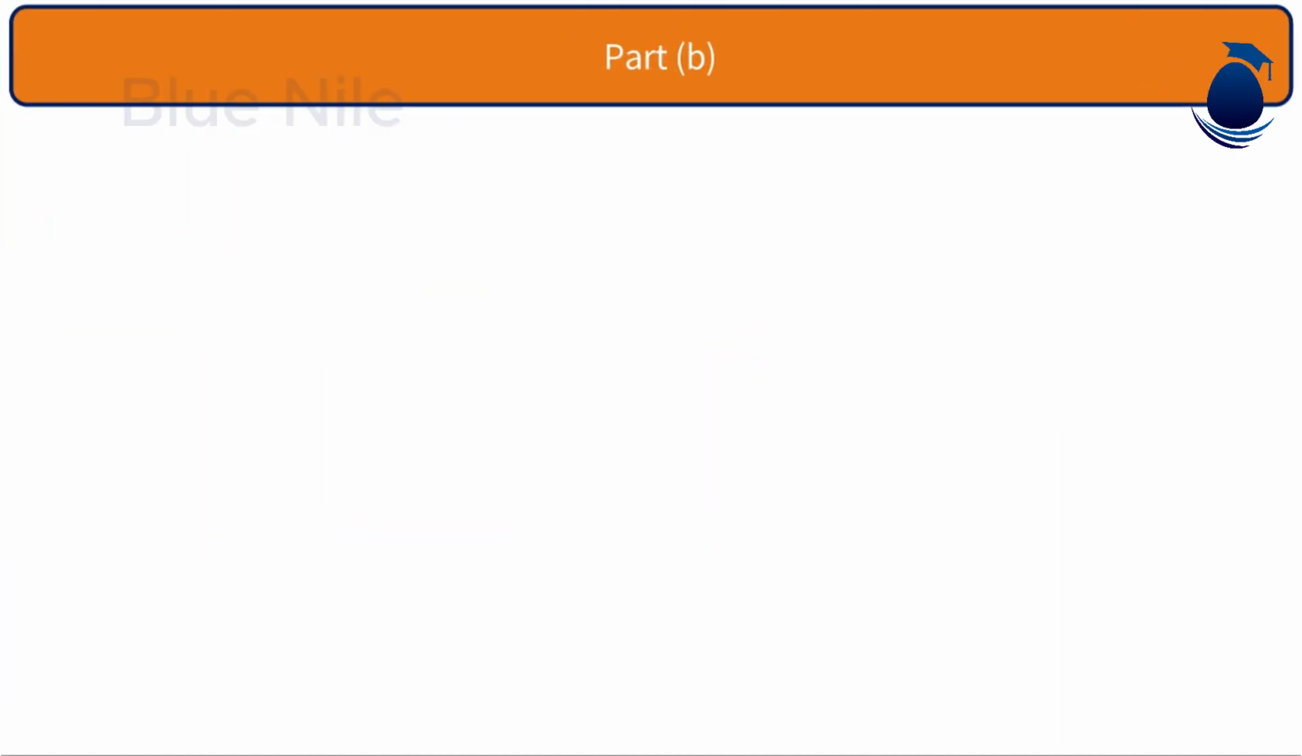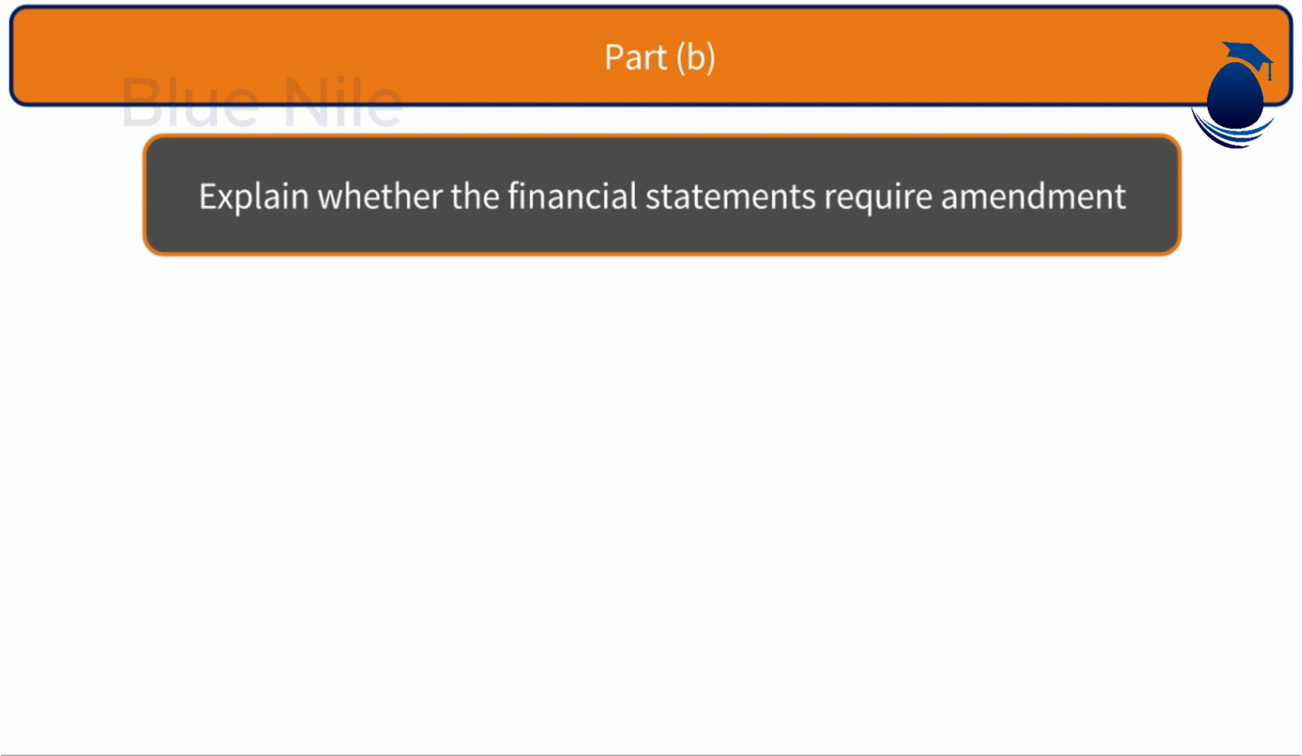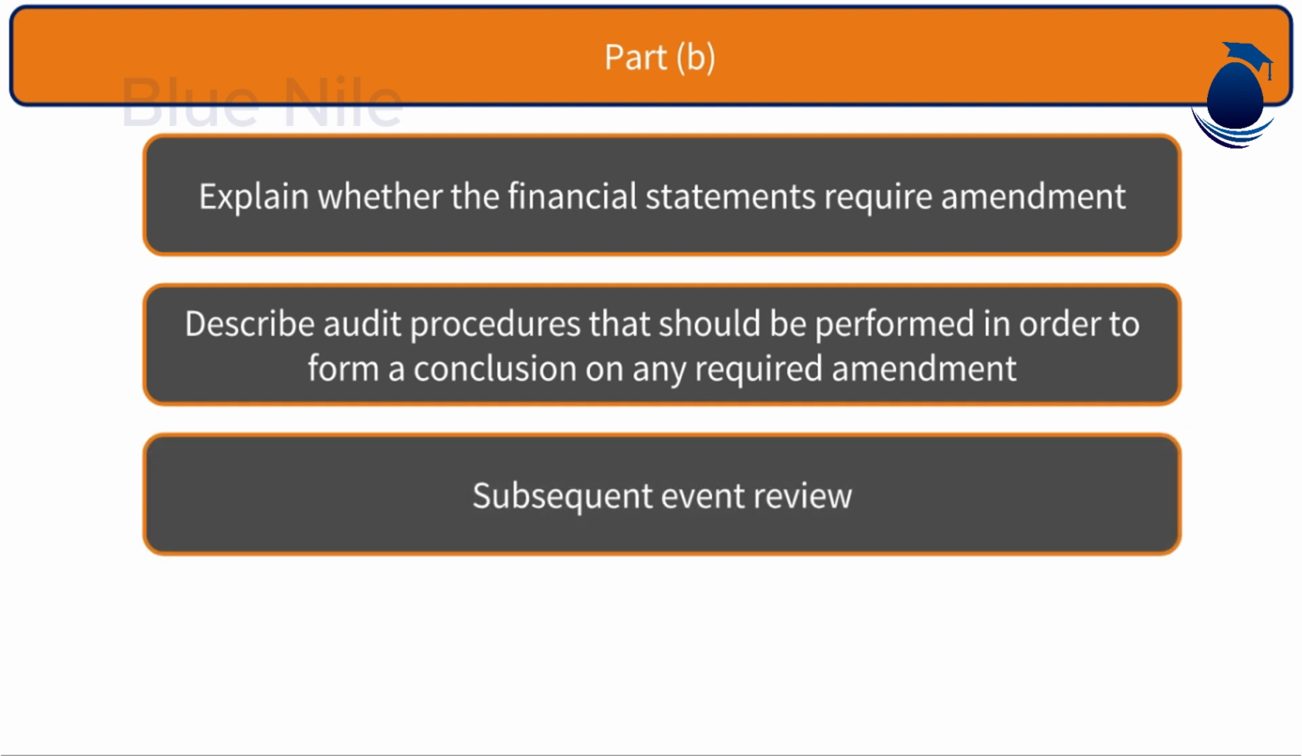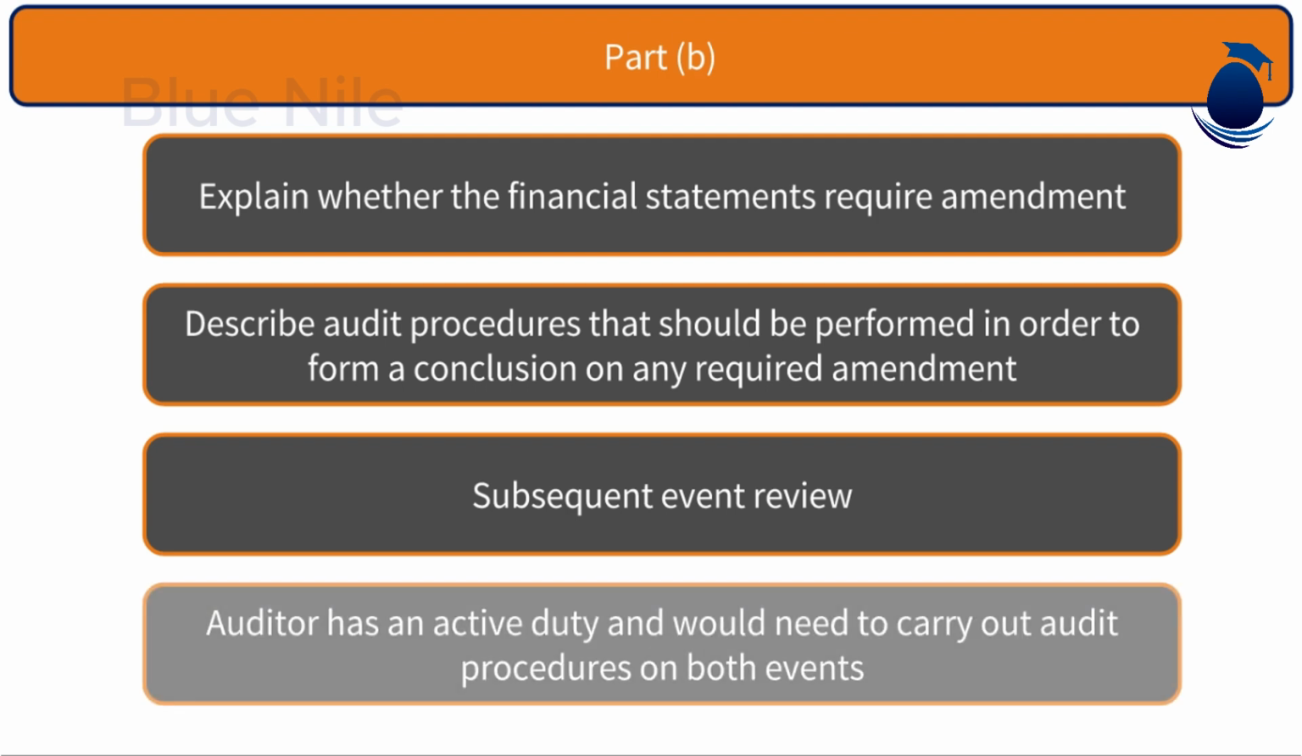Part B asks for each of the 2 events to explain whether the financial statements require amendment and describe audit procedures that should be performed in order to form a conclusion on any required amendment. Both events have been discovered since the year end. This question relates to the subsequent event review that the auditor must carry out at the completion stage of the audit. Please note that both of these events are before the audit report has been signed, and therefore the auditor has an active duty and would need to carry out audit procedures on both events.